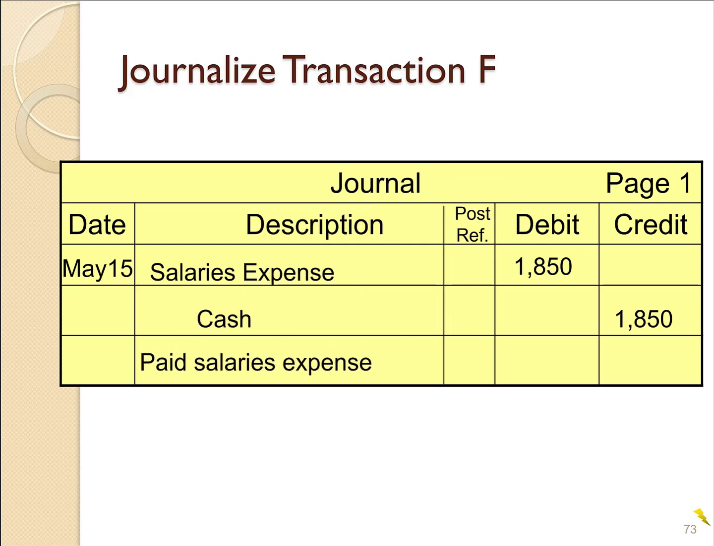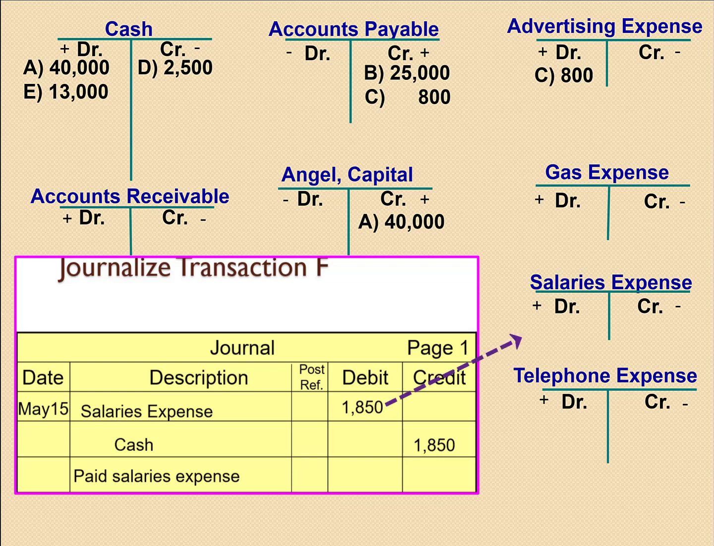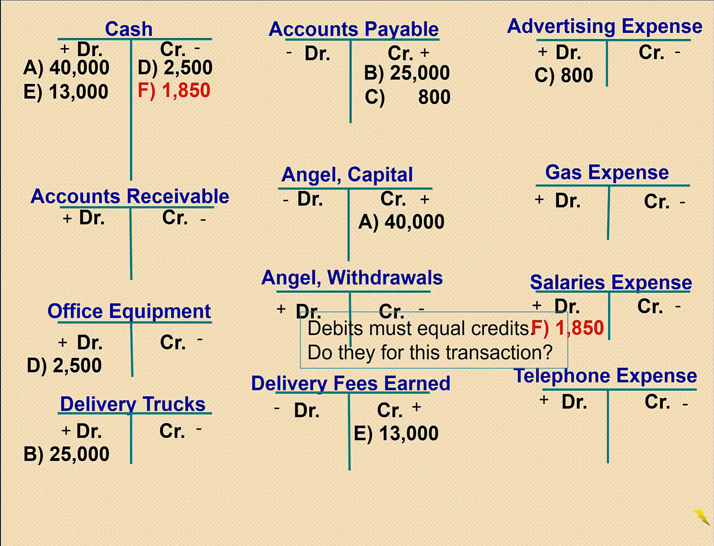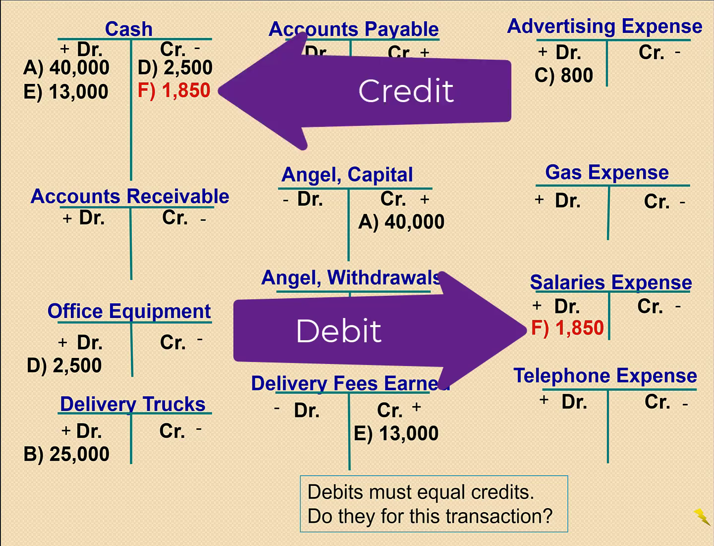Now we need to post this information to our T accounts, which is the ledger. So we have account balances at our disposal, such as the amount of cash. So here's our journal entry, and we always post the debit first. So I'm going to increase salaries expense, $1,850, transaction F, and then I need to make cash go down by $1,850, transaction F. And then double check. Do we have a debit and a credit? Well, our debit is over in salaries expense and our credit is over in cash.